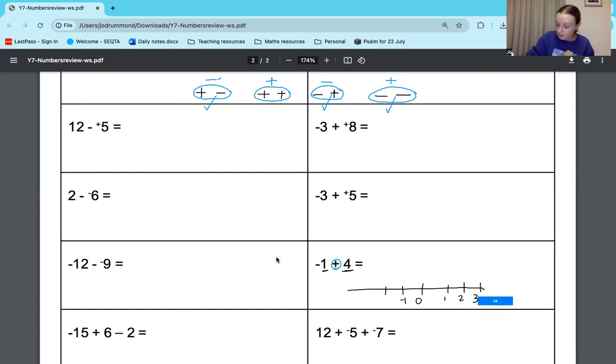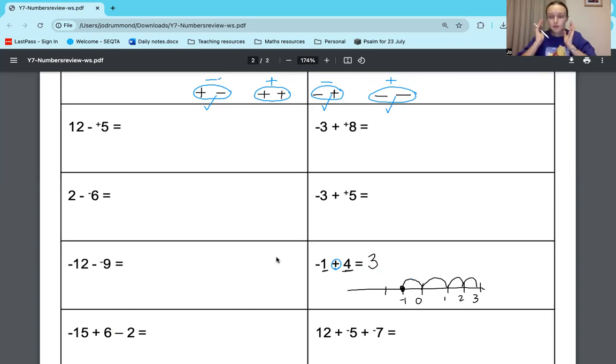I start at -1 and then I add 4, which means I go up by 4. 1, 2, 3, 4. And I end up at 3. Okay, have a go at doing those questions. Remember, first find your numbers. Next, look in between the numbers. And if there's two operations sitting right next to each other, circle them and use your rules to see what the combined operation is. Then you're going to rewrite the equation and solve it using your number line, okay?